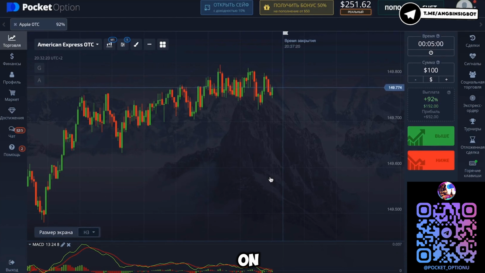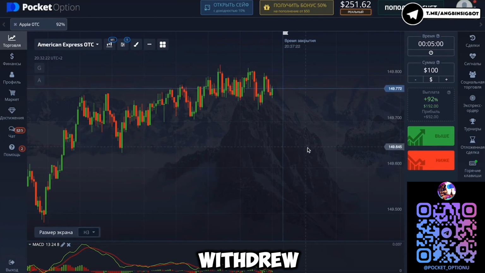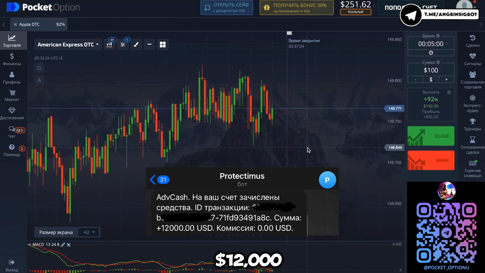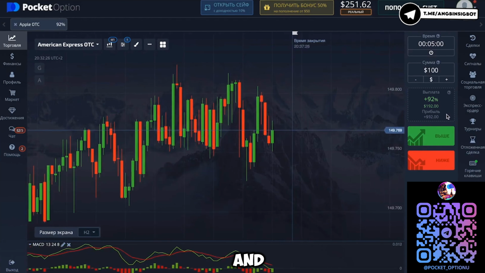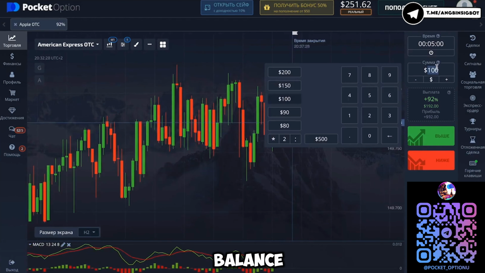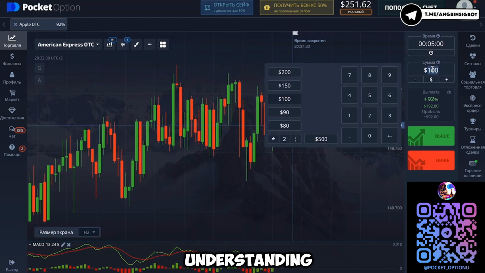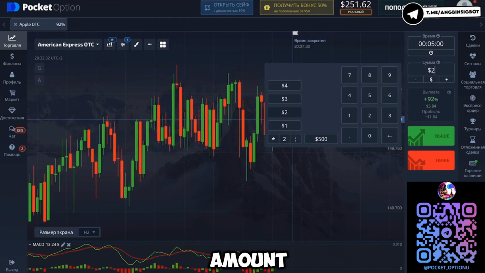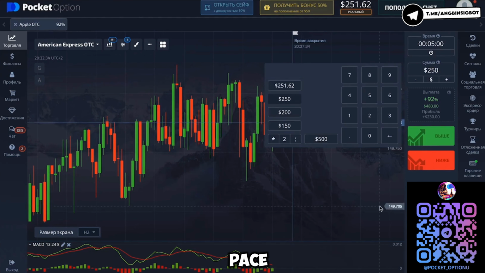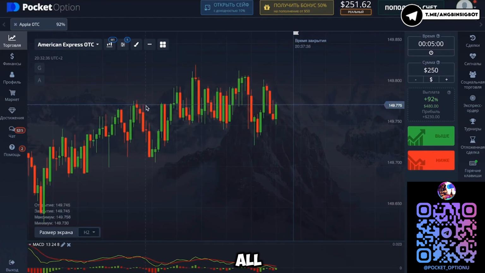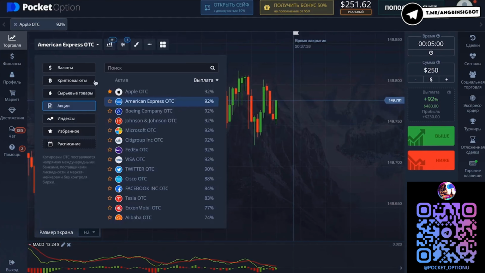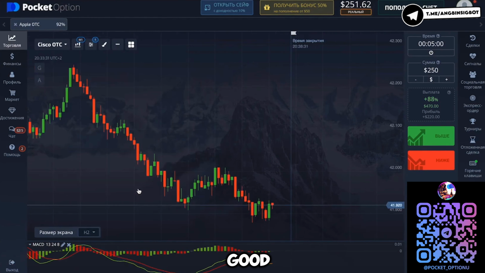The amount on the balance is very small. I just withdrew a quite good amount of $12,000, a nice round amount, and I left $251 on the balance. Naturally, there is an understanding that I need to top up anyway. With such an amount, I simply cannot work at my own pace. Therefore, all bets today will be all in based on the MACD indicator. Perhaps I will be able to take a very good start and may not even need to top up anything.